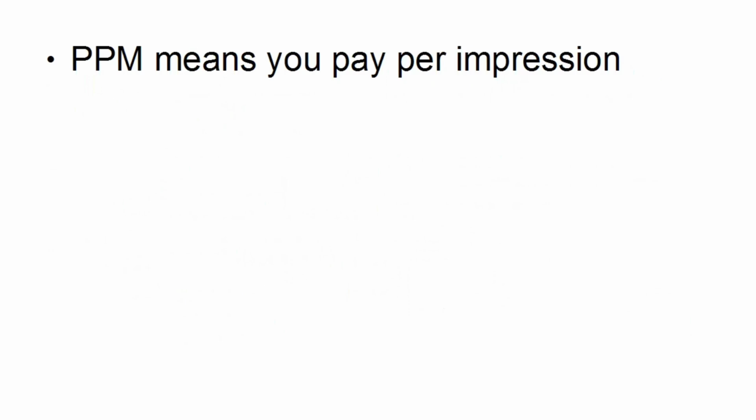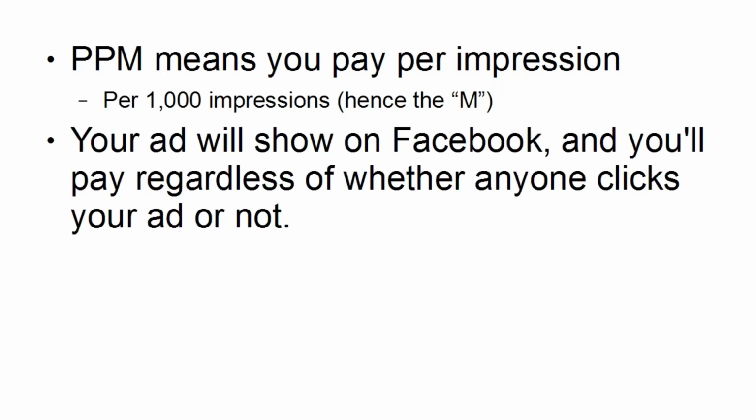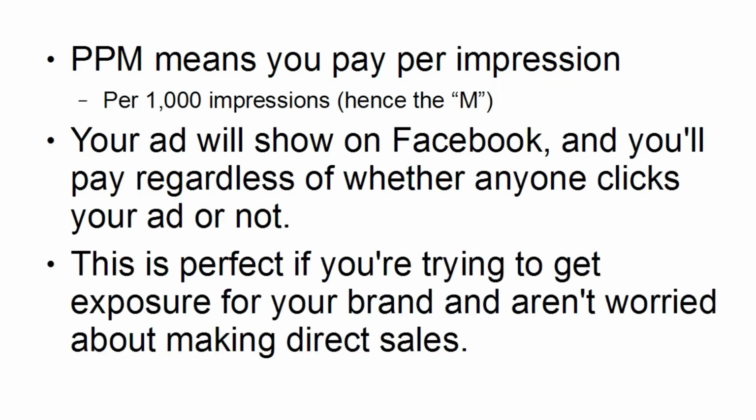PPM means you pay per impression, or to be more specific, you pay per 1,000 impressions, hence the M. And your ad will show on Facebook, and you'll pay regardless of whether anyone clicks on your ad or not. And this is perfect if you're trying to get exposure for your brand and you aren't worried about making any direct sales.